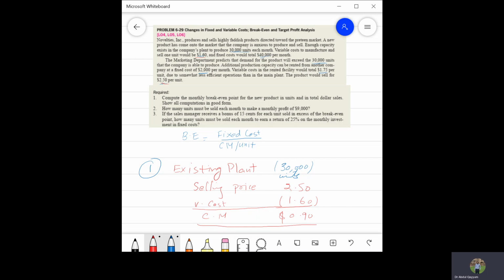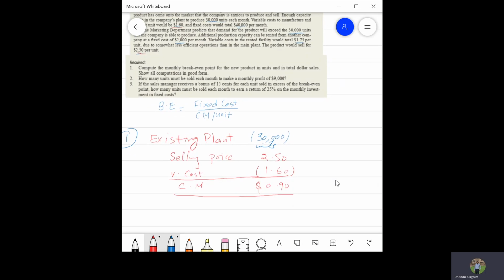What about the expanded capacity? So if we expand our capacity, then we have the same selling price, but our variable cost will increase and our contribution margin will be 0.75.